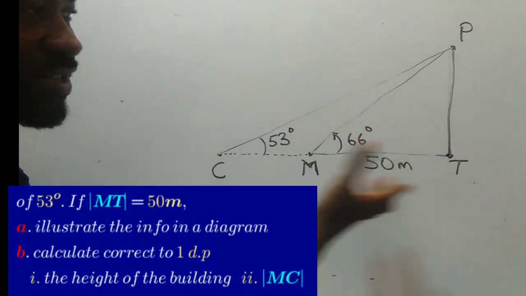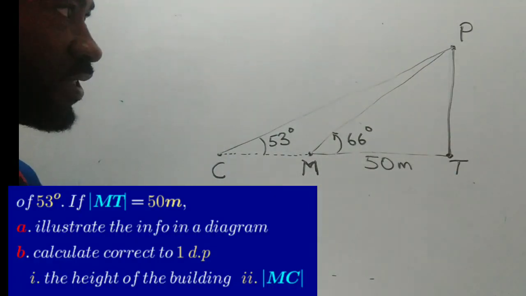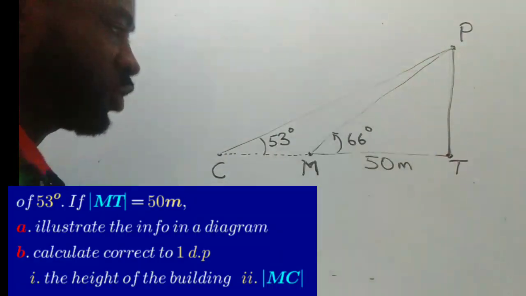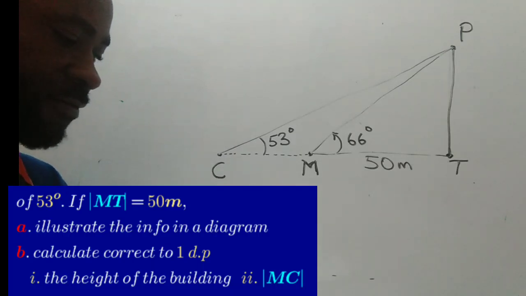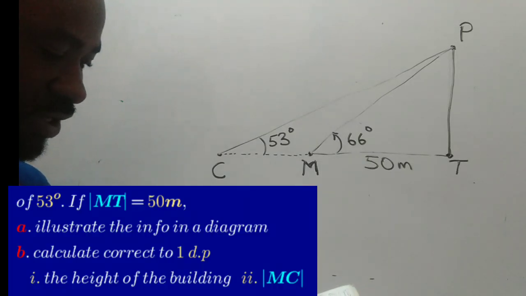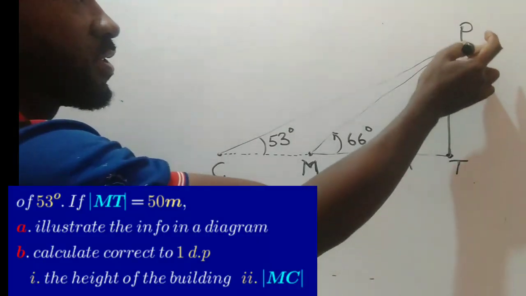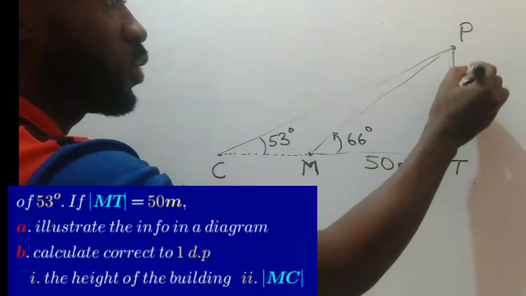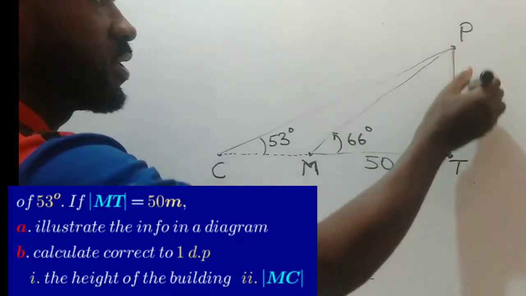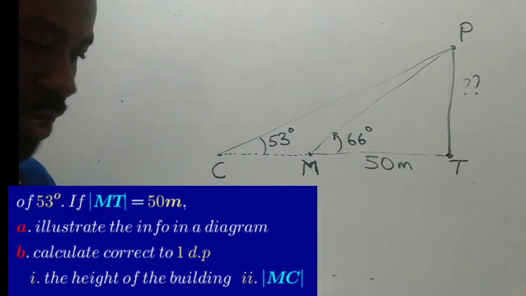So we have answered question number 1. I've shown this on a diagram. So this is the diagram of this question, so question number 5A is being answered. Now let's go to question number 5B. 5B says calculate, correct to 1 decimal place, the height of the building. So the height of the building is PT. So this is what we are asked to look for: the height of the building, PT.